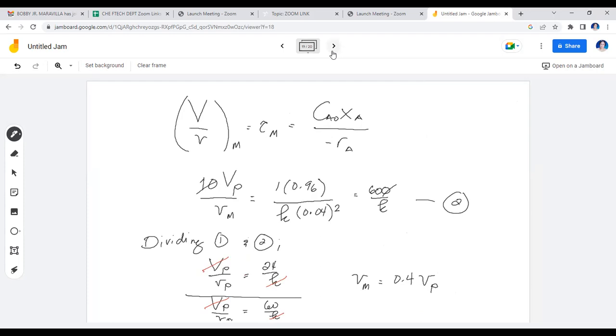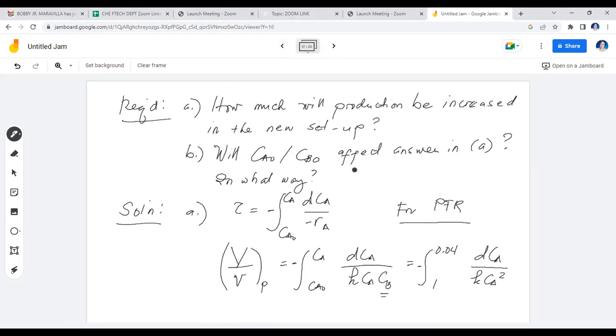Wait, it's not division, Bob. It's or. Will CAO and CBO affect the answer in A? So no, as long as equimolar.